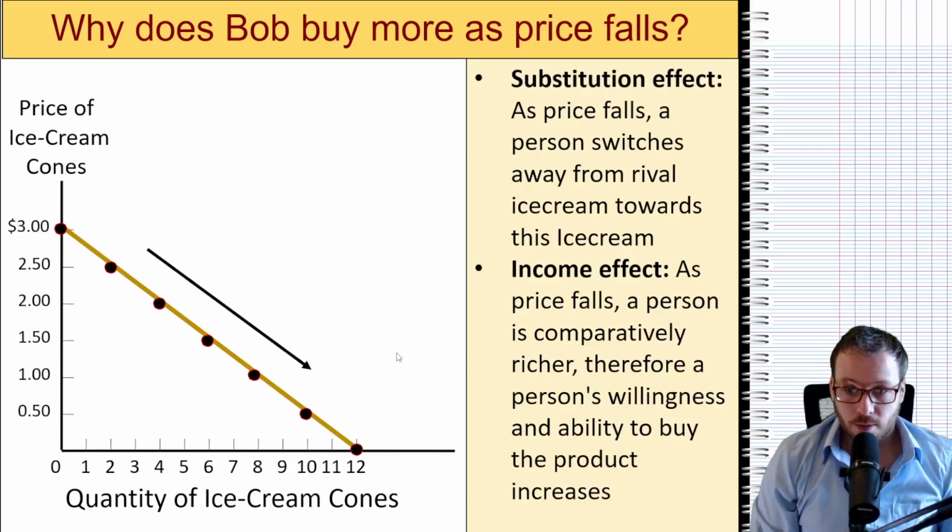And next we have the income effect, meaning it's cheaper. So if you divide the cost of this by your salary, you can buy more. You're comparatively richer, basically, so you just buy more. Does that make sense? I hope so. Let's move on.